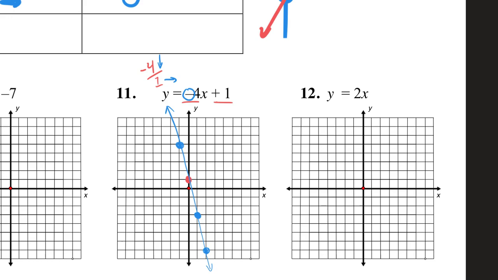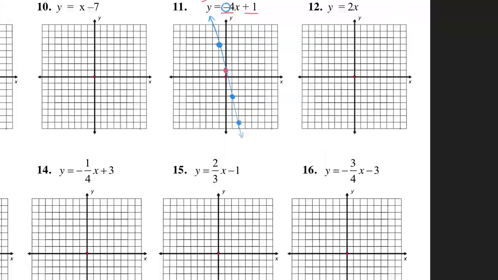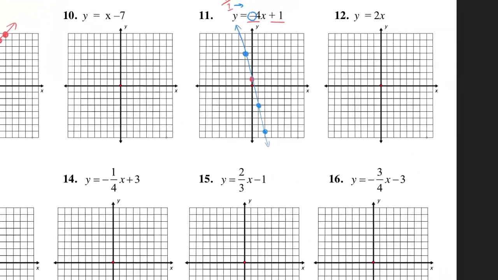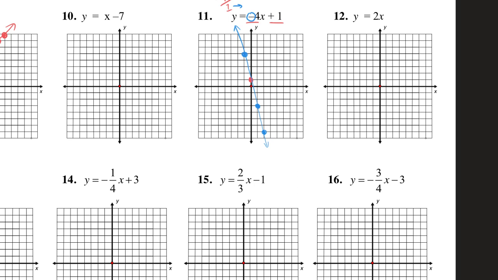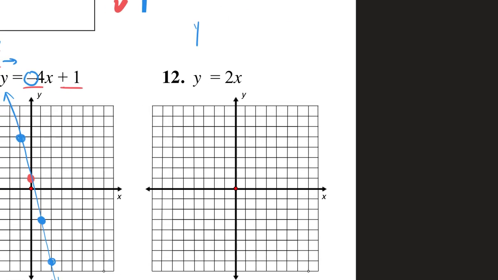Alright. How about one more? Those are fine. Okay, let's do this one. So remember, if we have the form y equals mx plus b, what's the thing we're missing here? Well, we're missing the b, which is our y-intercept.